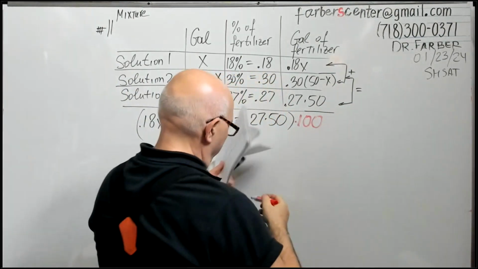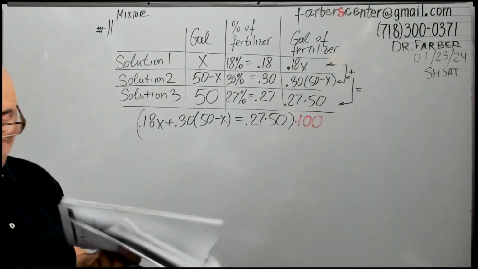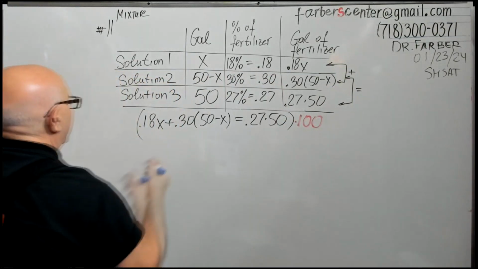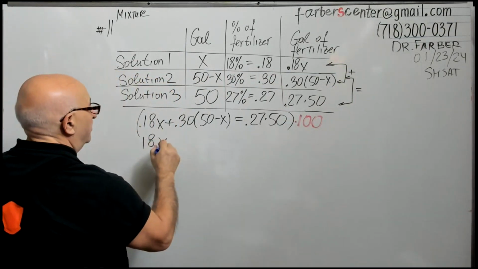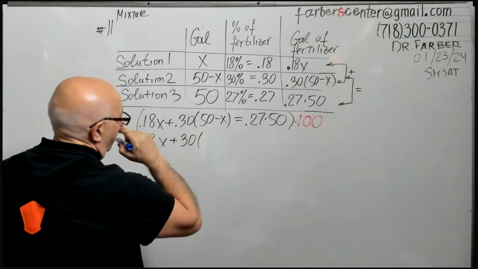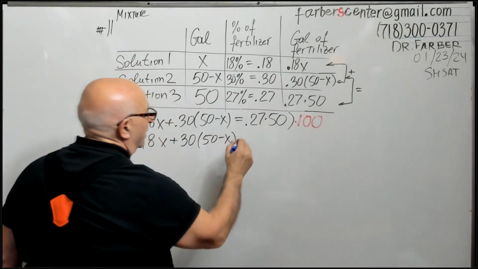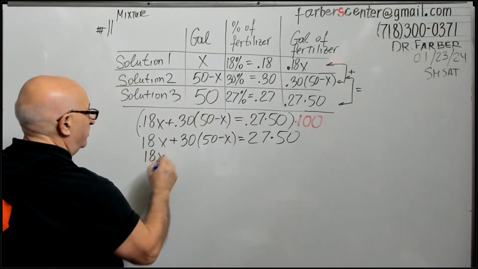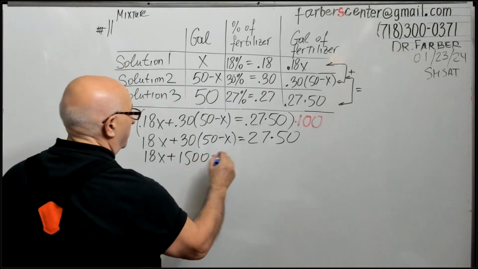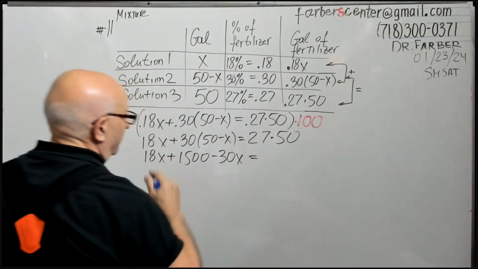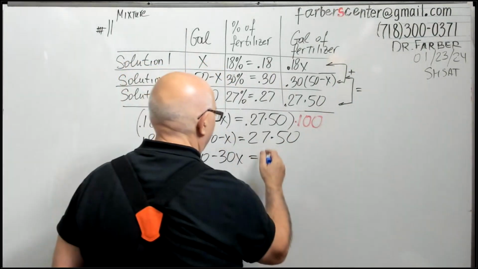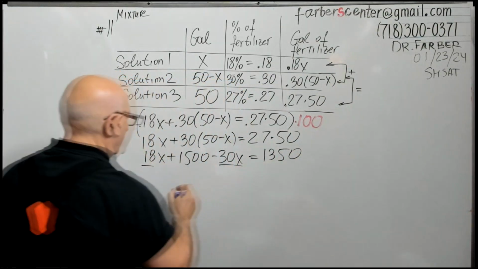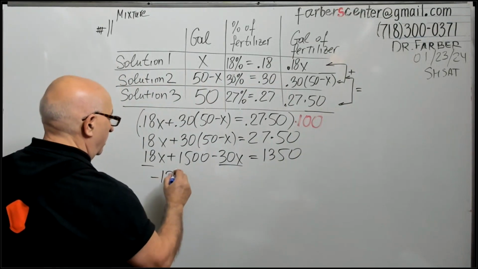This 100. After multiplying with 100, you have what? 18x plus 30 times 50 minus x equals 27 times 50. 18x plus 1500 minus 30x equals 1350, right? Combine like terms, you will have negative 12x and minus 1500.